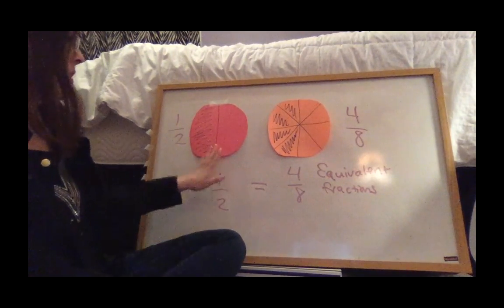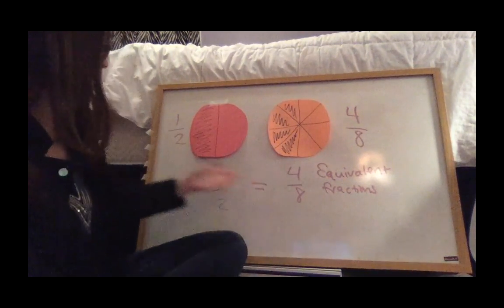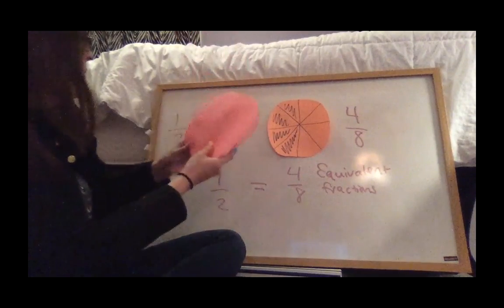So the same parts of the whole are shaded in. So these are equivalent. So now let's look at our next example.